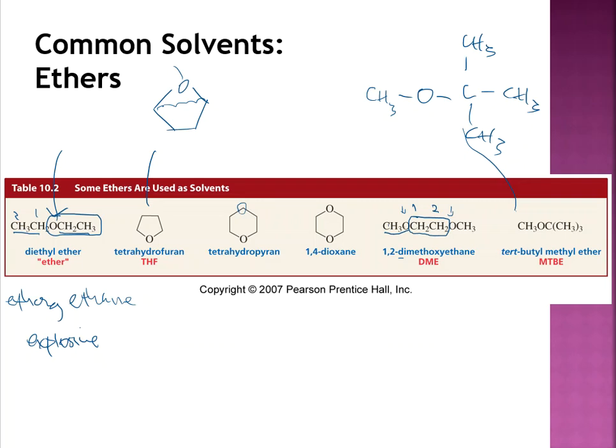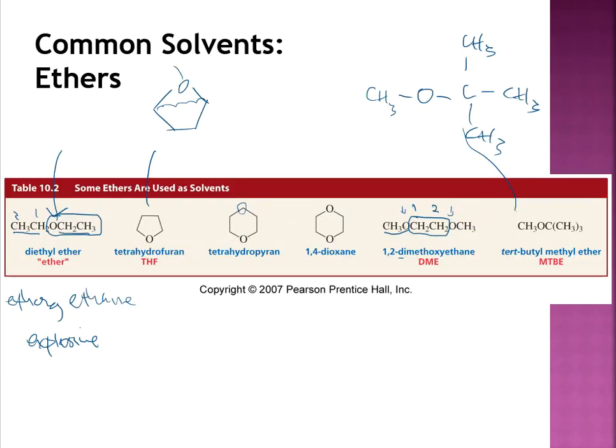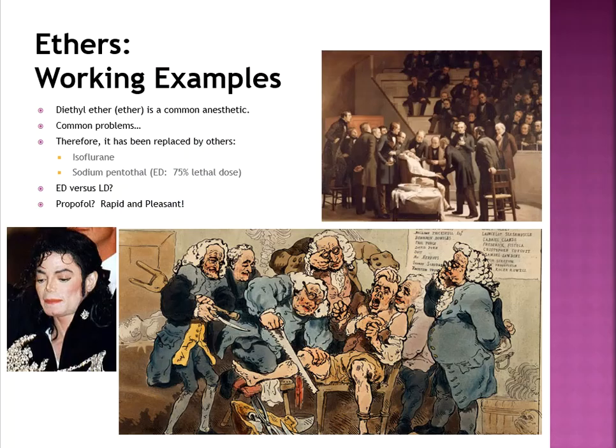What else about ethers do I want to tell you about? Well, the other thing about ethers is that they are very common anesthetics. They're common anesthetics because, number one, they're pretty stable as far as reactions go. They don't really react with anything hardly at all. And diethyl ether, the stuff that I told you could build up peroxides and explode if you're not careful, was one of the first anesthesias that was out there.